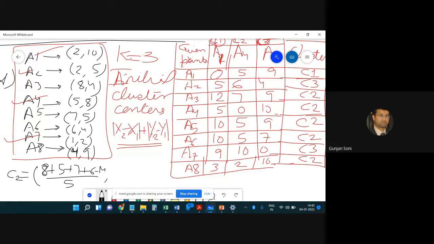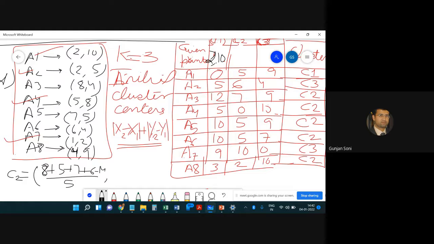So instead of writing A1, basically what we have to do is remove this from inside. We remove A1 here and write the center coordinates. Okay, so the first center coordinate is 2 comma 10. You can write that over there.